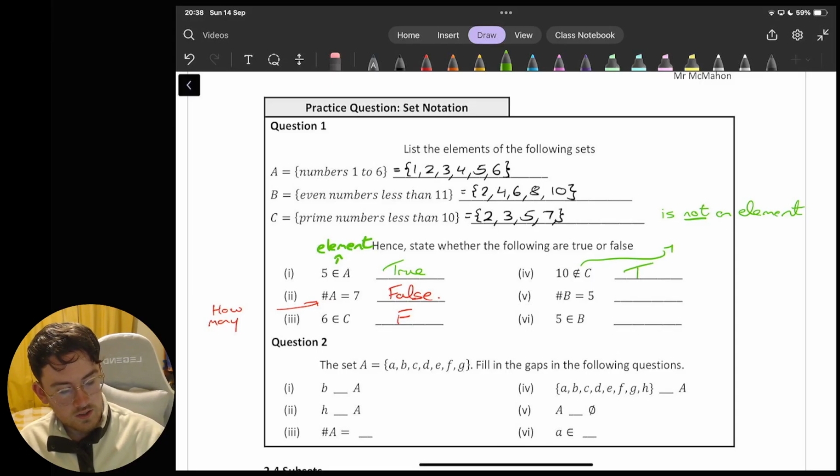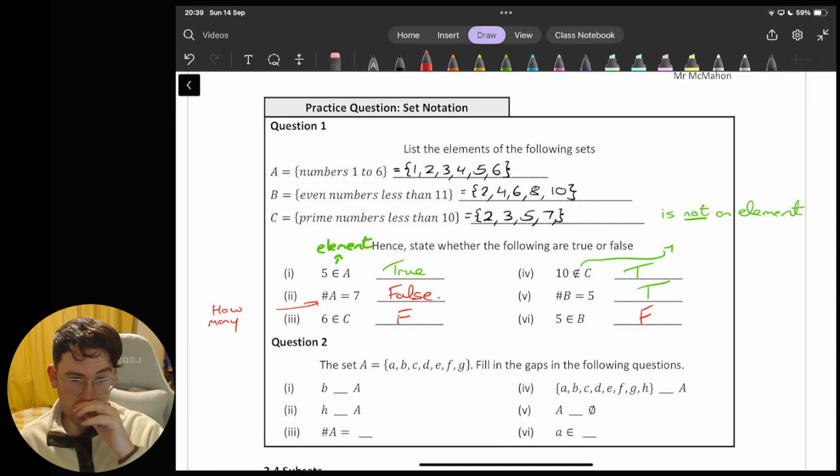The next one, the cardinal number of B is 5. There are 5 elements in set B. That is also true. And lastly, 5 is an element of B. 5 is in the set B. That is false. Okay, so you can see how important it is to be certain of what those symbols stand for, and even just getting a bit of familiarity there with how the symbols work. The symbol usually comes between the element and the set, and that's the order that we read them in as well.